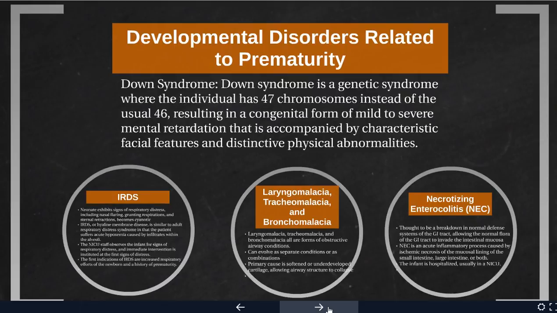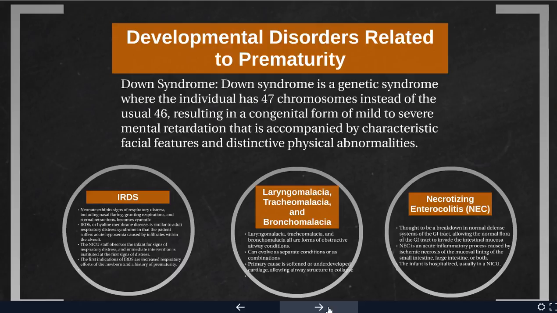Okay, so let's look at some of the developmental disorders that are related to prematurity. One we have here, Down syndrome. Down syndrome is a genetic syndrome where the individual has 47 chromosomes instead of the usual 46, and that results in a congenital form of mild to severe mental retardation that is accompanied by characteristic facial features and distinctive physical abnormalities.